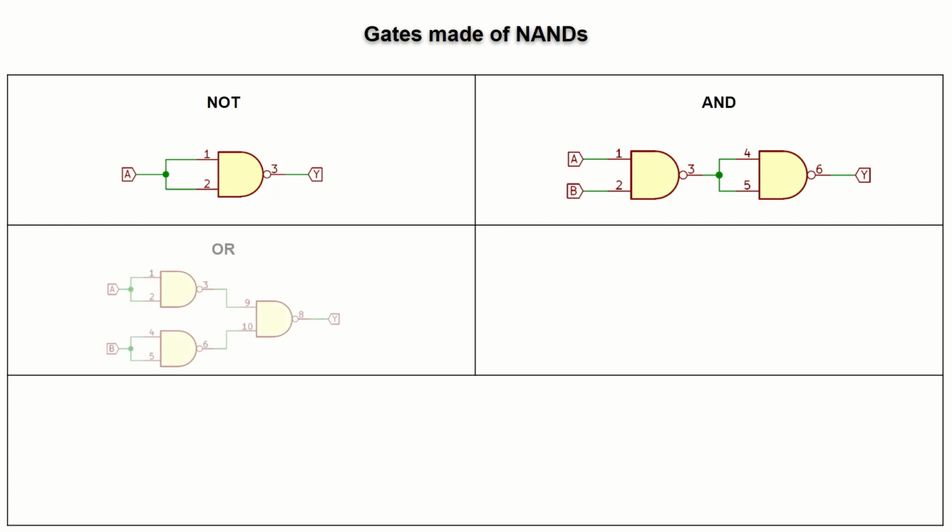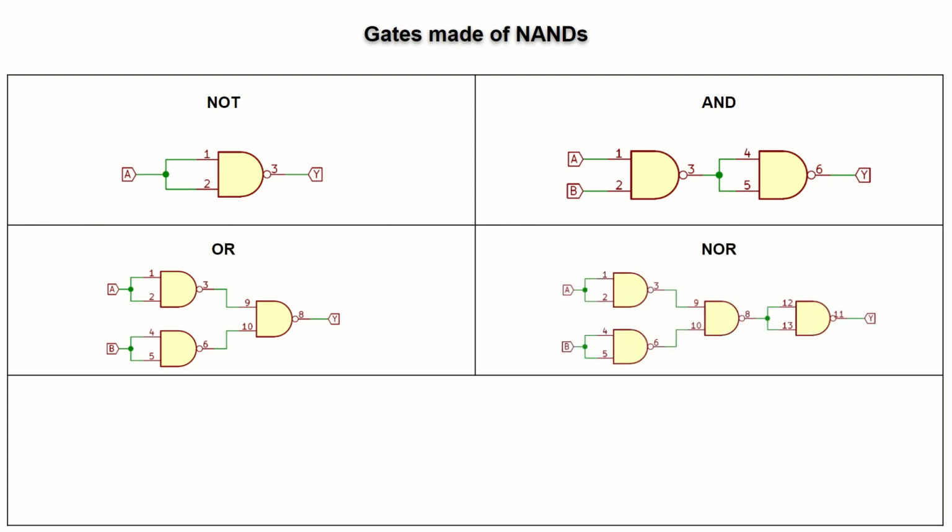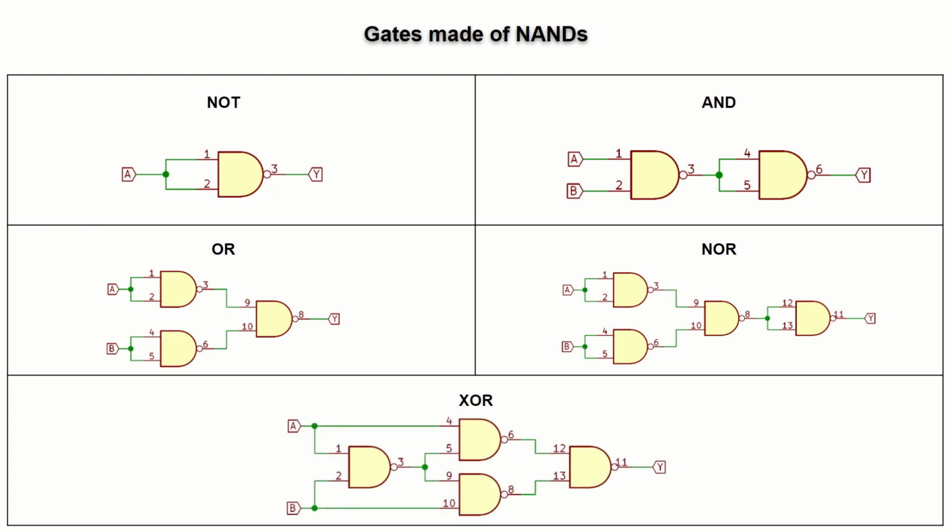In order to make an OR gate, we need 3 NANDs, 2 working as inverters at the inputs of the third one, like that. The NOR gate requires an additional 4th NAND at the output, working as an inverter. The XOR gate requires 4 NANDs as well, arranged like this.